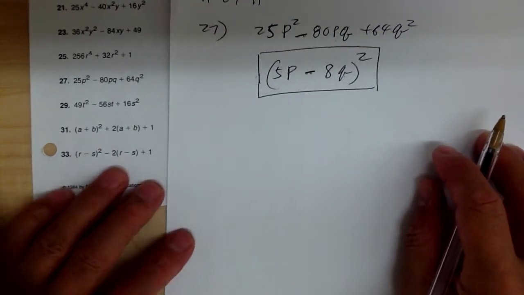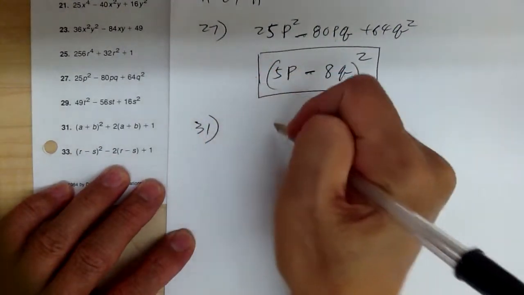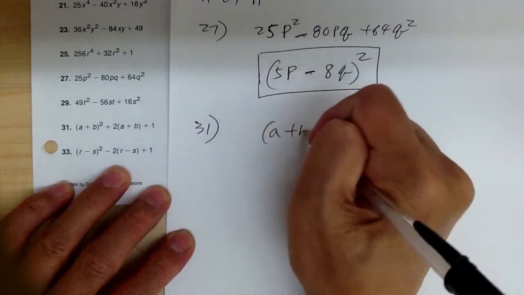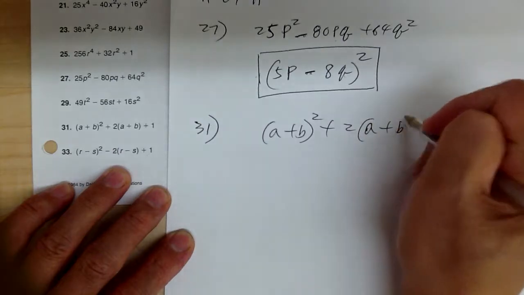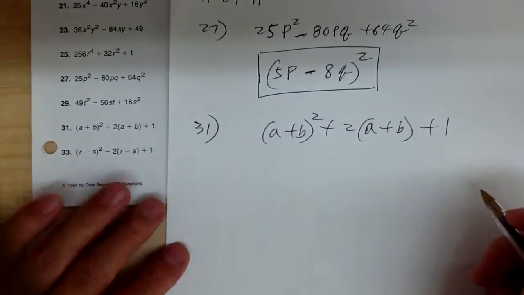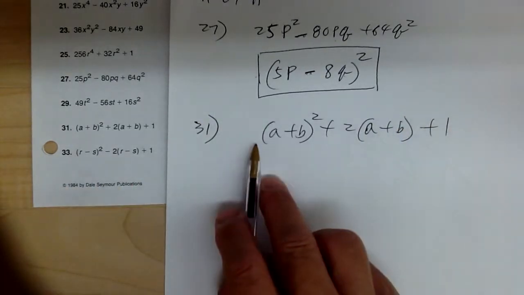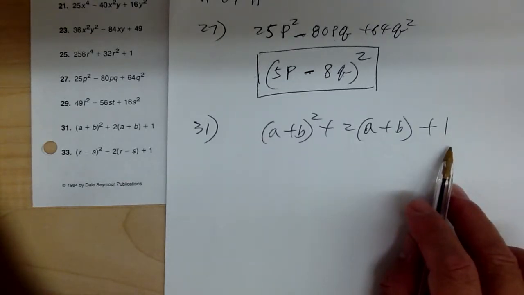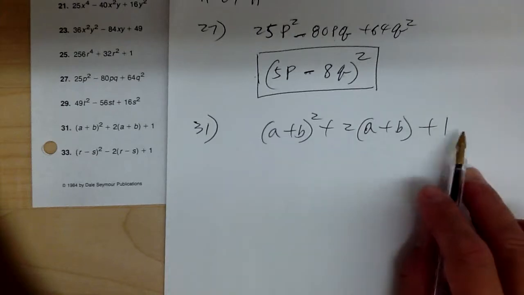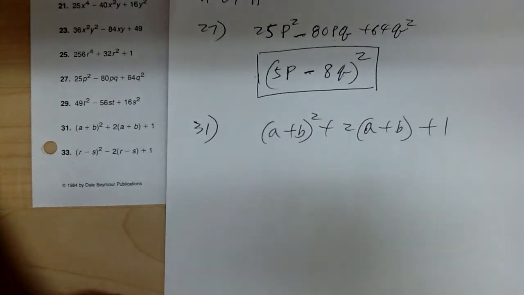Okay, let's go do number 31. You got a plus b squared plus 2 times a plus b plus 1. Okay, so step 1, common factor. You cannot factor the number, there's no number. You cannot do the variable because there's no variable. You cannot do the group. This is a group, right? But there's no group over here. So you go to step 2.